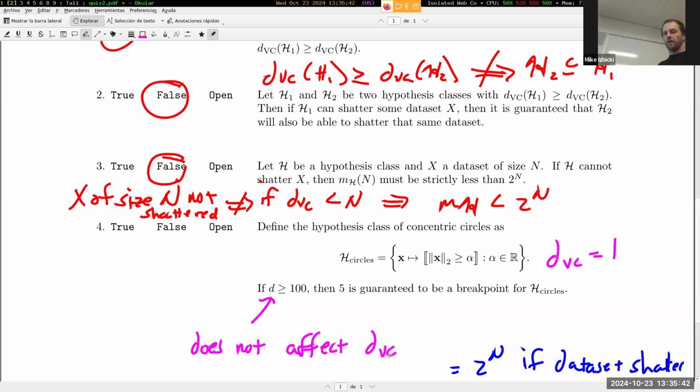And so it does not determine in any way the size of the largest data set that we can shatter. And the largest data set that we can shatter in this case is of size 1. There is no data set of size 2 that this hypothesis class can shatter. And a breakpoint is a size where we cannot shatter any data set of that size. So since DVC is 1, that is less than 5, we are guaranteed that 5 is going to be a breakpoint for this class right here. So this is true for number 4.